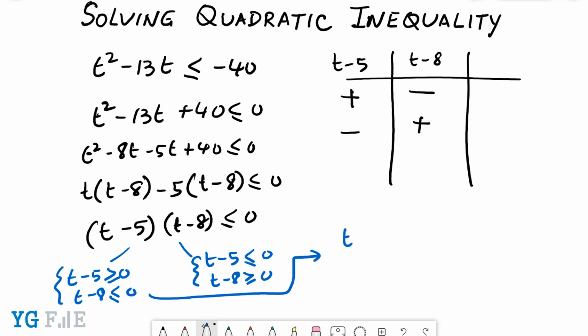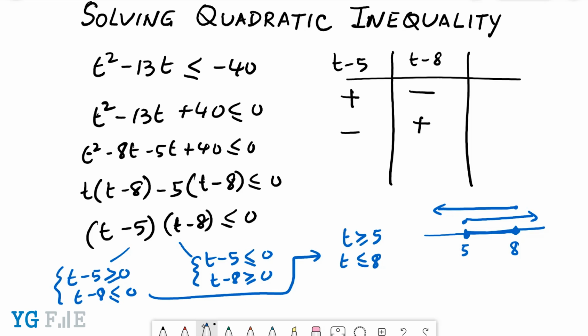So let us take the first case, with t greater than or equal to 5 and t less than or equal to 8. Let us see what it means. If I draw the number line with 5 and 8, t greater than or equal to 5 is all the numbers to the right of 5, and t less than or equal to 8 is all the numbers to the left of 8. So the common solution for both is only the numbers shown here. That means between 5 and 8 is a common solution for both the inequalities.